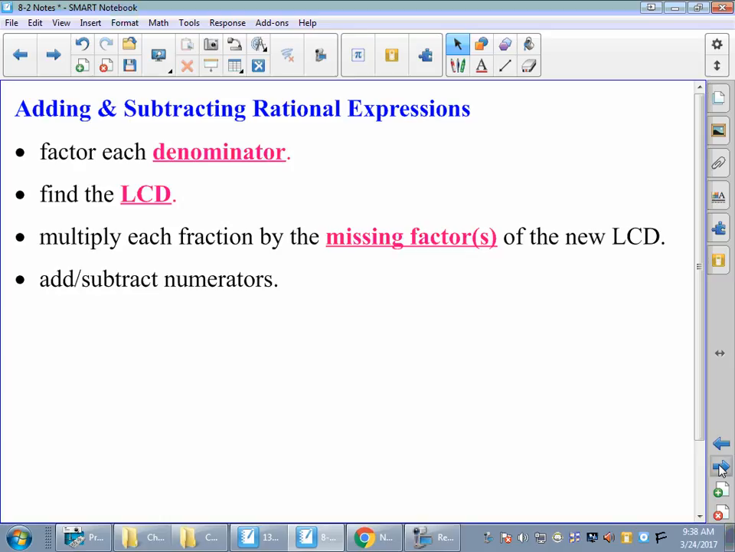So if you look at the last example, we had a fraction with 3 and we had a fraction with 5. The missing factors were each other, right? This one has the factor of 3 that makes 15. It was missing the factor 5. And this fraction has the 5. It was missing the factor 3 to get the 15. So it's that same concept, but now our factors are going to be x plus 5, x minus 7, those sort of things.